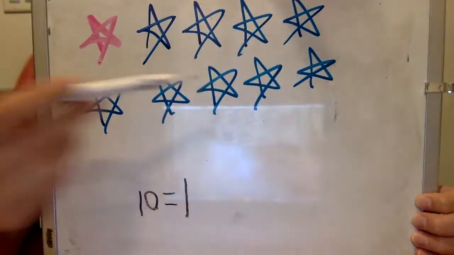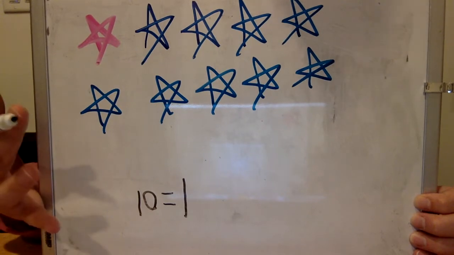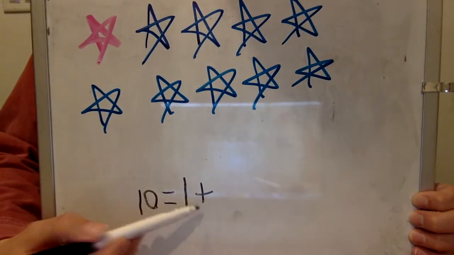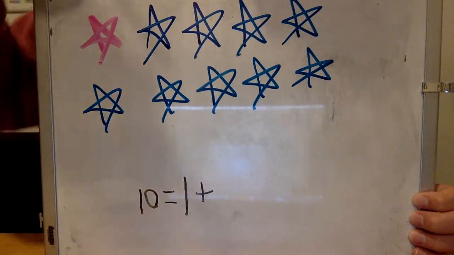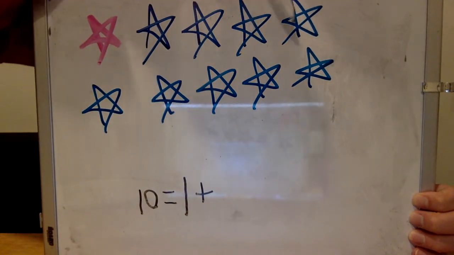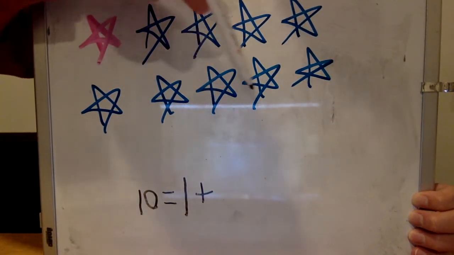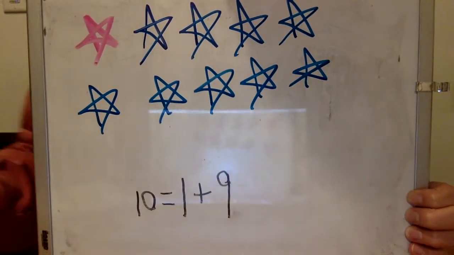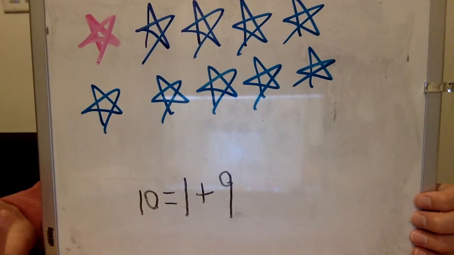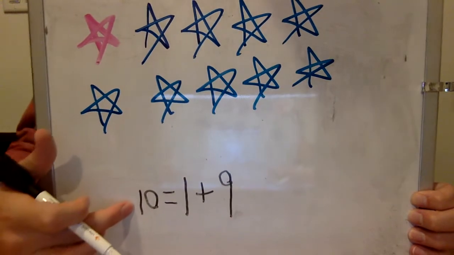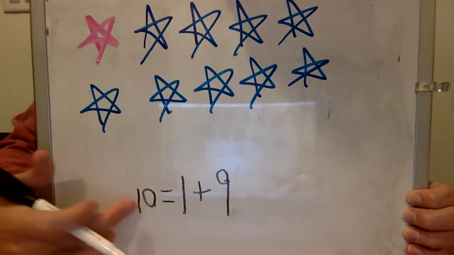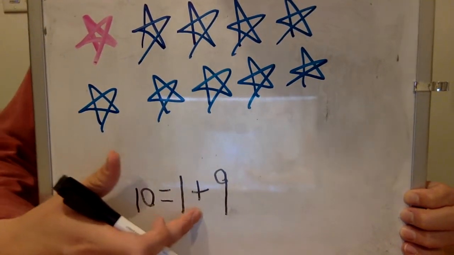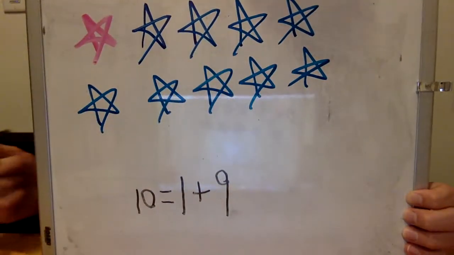Now, am I going to count more stars or am I going to take stars away? I'm going to count more stars because we need to see how many blue ones there are. So I'm using a plus sign. How many blue stars do we have? Count them with me. 1, 2, 3, 4, 5, 6, 7, 8, 9. So there's my equation. So this is the equation to match my picture. 10, because that's how many we started off with. 10 equals 1, because I had one pink one, plus 9, because I had 9 blue ones.